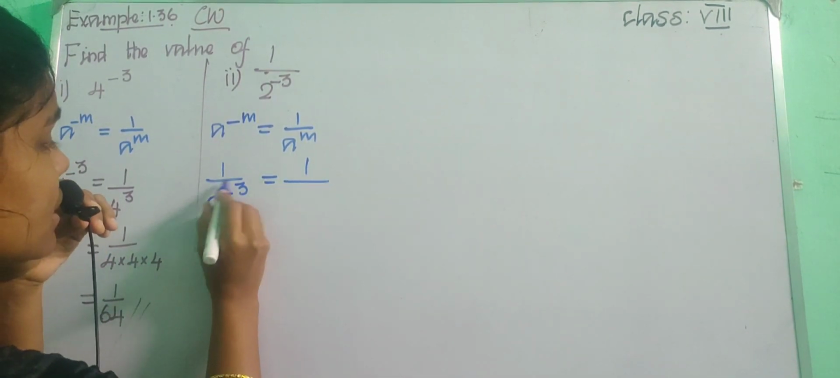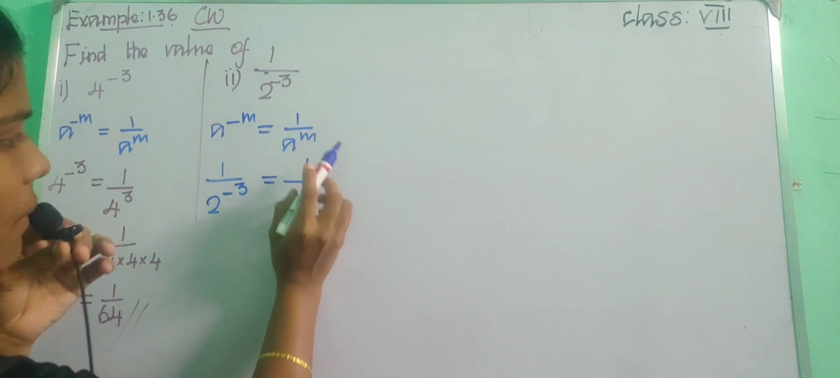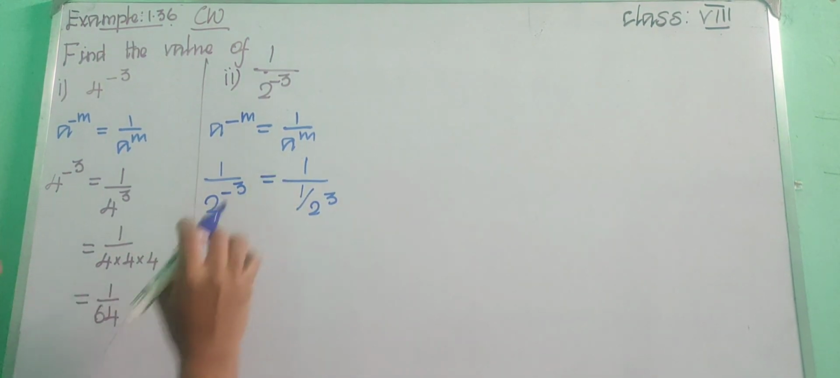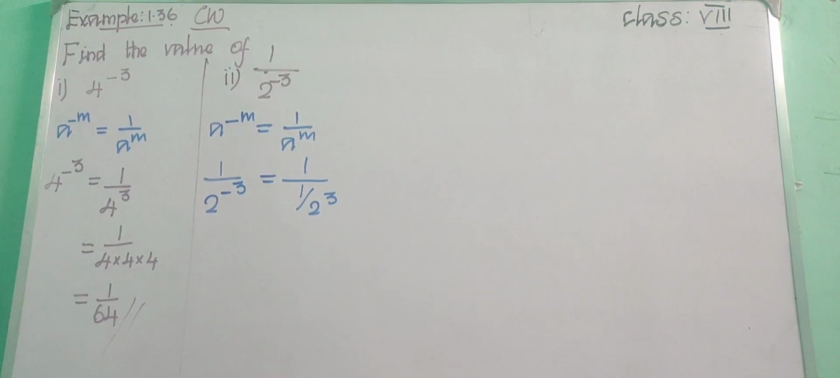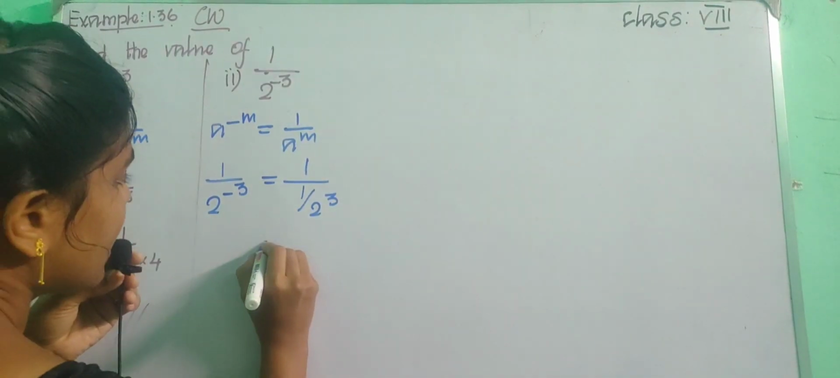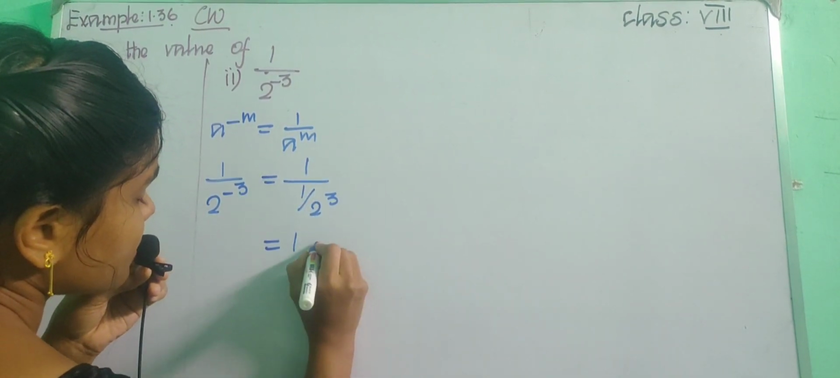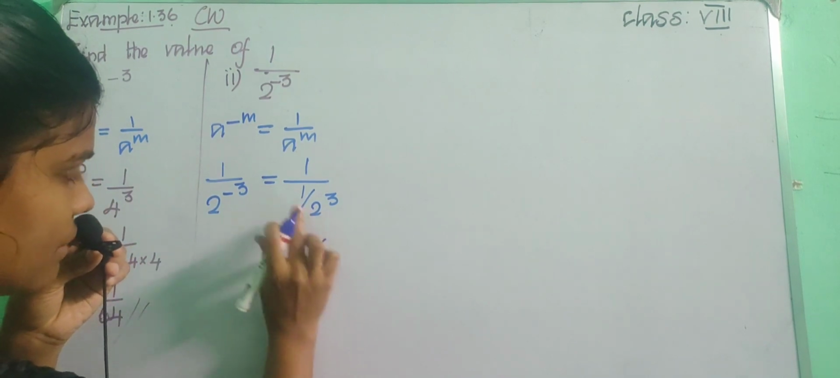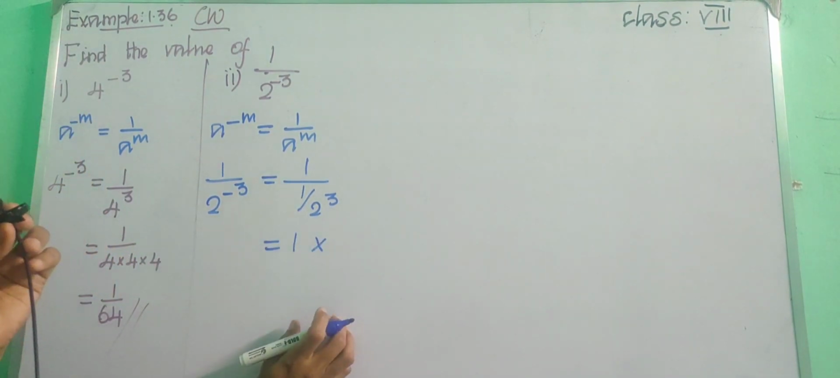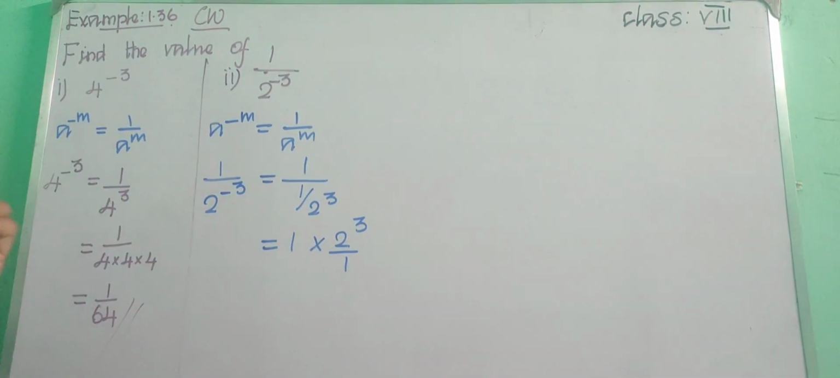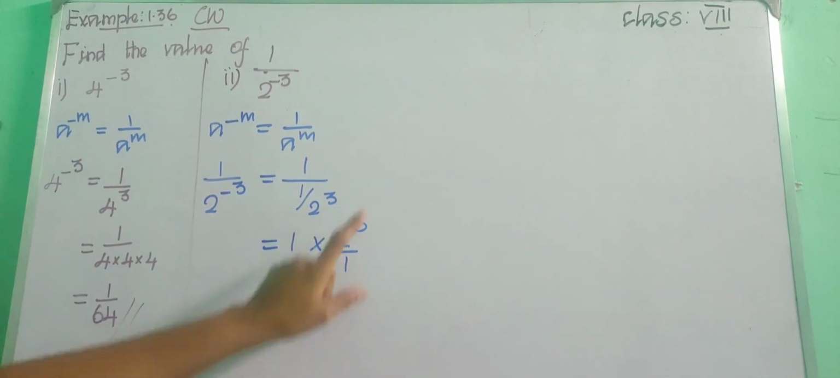Again, 2 power minus 3 becomes 1 by a power m, so again 1 by 2 power 3. Now in the denominator we got a fraction, so we need to take the reciprocal. Just write the same numerator and put the multiplication sign. What is the reciprocal of 1 by 2? The reciprocal of 1 by 2 is 2 by 1. So 2 by 1 the whole power 3 is 2 power 3 by 1.